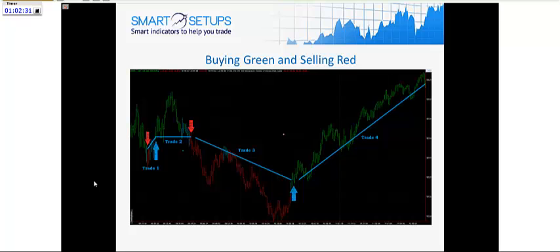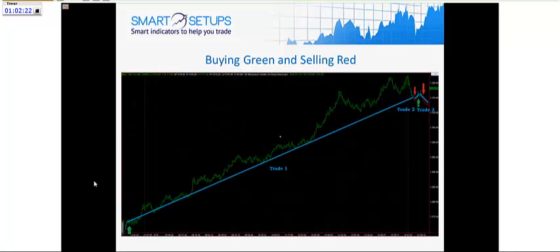And there's people every day using this strategy of buying and selling red and green that end up being net profitable on a day in, day out basis. And I'll show you some of their results later on.